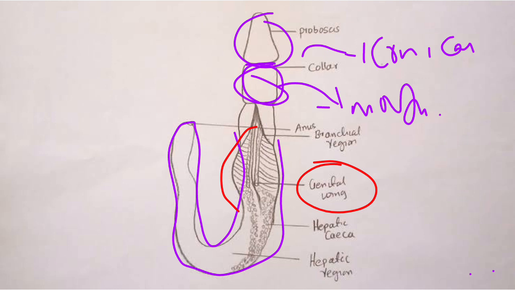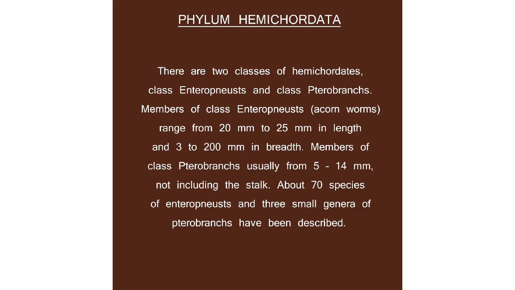So we can say the digestive system is complete because it starts from the mouth, which is enclosed by the collar, and ends in the anus, which is used for what? Which is used for excretion. You understand? Now, we can proceed to the classes of hemichordates.